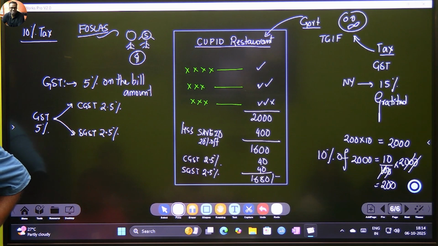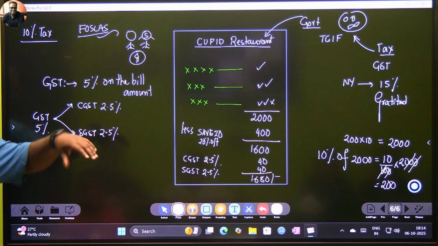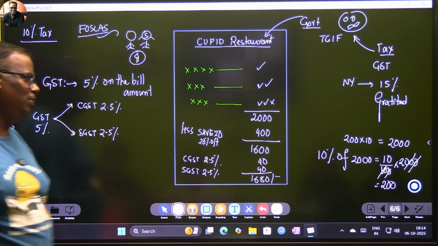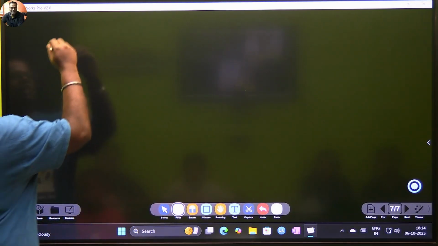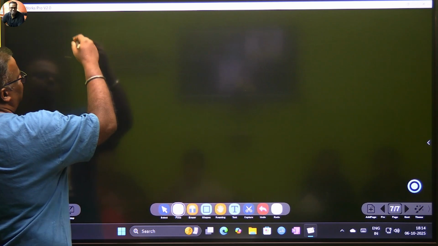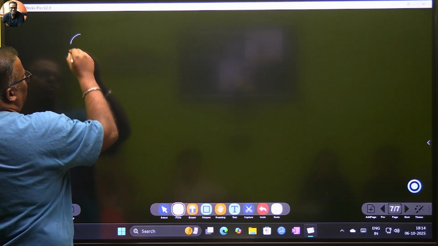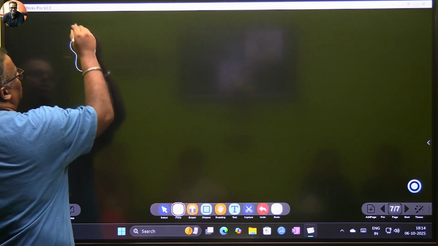Right. Okay. Now let's see another scenario. One more scenario we'll see. That scenario is something like, okay, say we have lovely mangoes.